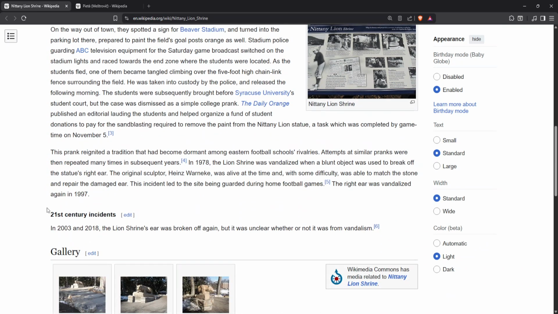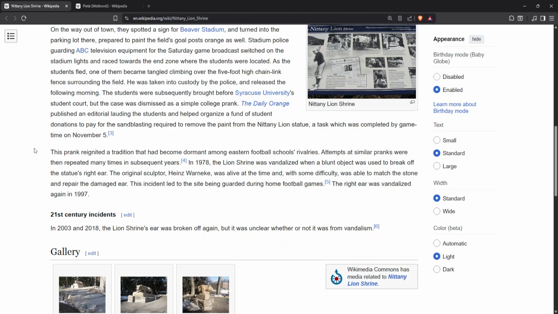The prank reignited a tradition that had become dormant among Eastern football school rivalries. Attempts at similar pranks were then repeated many times in subsequent years. In 1978, the Lion Shrine was vandalized when a blunt object was used to break off a statue's right ear. The original sculptor Heinz Warnick was alive at the time and with some difficulty was able to match the stone and repair the damage to the ear. This incident led to the site being guarded during home games. The right ear was vandalized again in 1997.